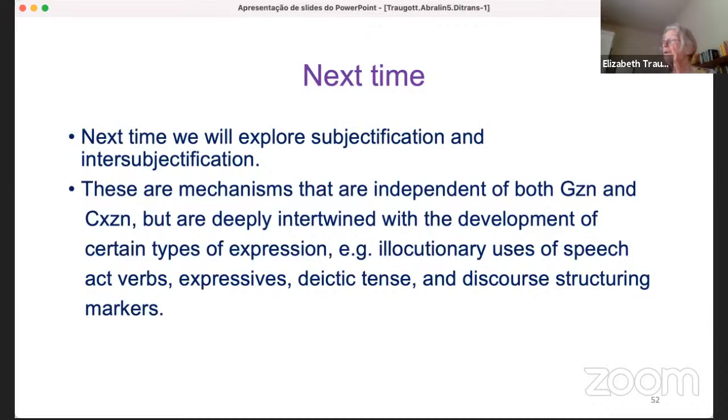So next time, I'm going to be talking about something rather different. I'm going to be talking about subjectification and intersubjectification and how they relate to constructionalization. They are not instances of constructionalization, nor are they instances of grammaticalization. But they are deeply intertwined with the development of certain expressions, such as elocutionary use of speech adverbs, expressives like, oh, by the way, deictic tense, such as the be going to future that in the 18th century came to express deictic tense, and discourse structuring markers.